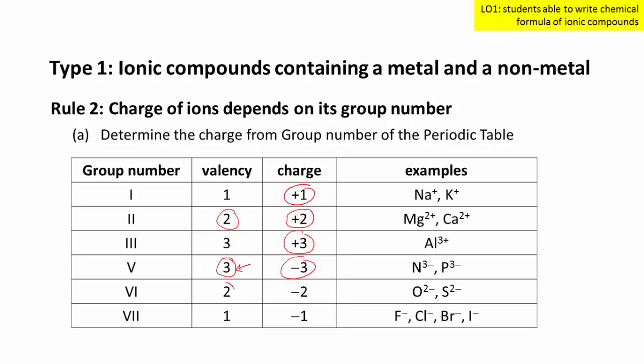For group 6, it needs to receive 2 extra electrons to become stable, and hence it has a charge of 2-, O2-, S2-. So this is oxide and this is sulfide. As for group 7, you need 1 more electron to be stable, hence it's taking 1 electron, and hence it has a charge of 1-. So all group 7 elements have a single negative charge.